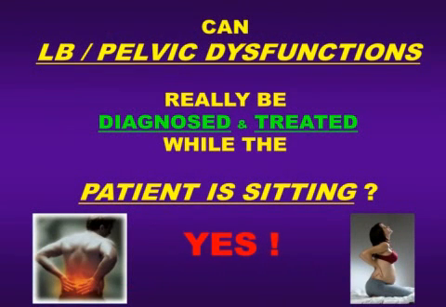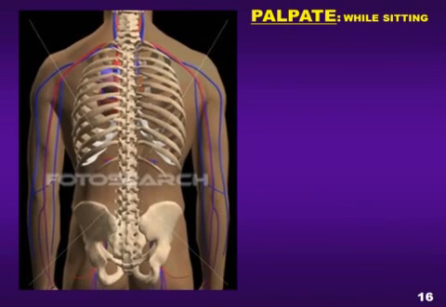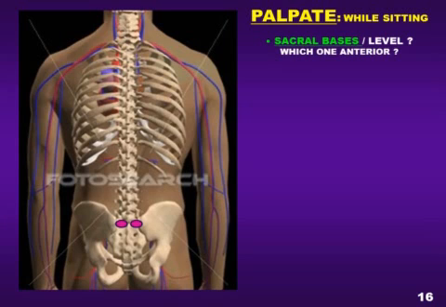Now, can you really diagnose and treat these dysfunctions in the sitting position? And the answer is yes. With the patient sitting, to make a sacral diagnosis, as we all know, you need to know what's going on at the sacral base, what's going on at L5, what's going on at the inferior lateral angle. You need sitting forward bending tests. You need sphinx tests. Well, these can all be done in the sitting position.